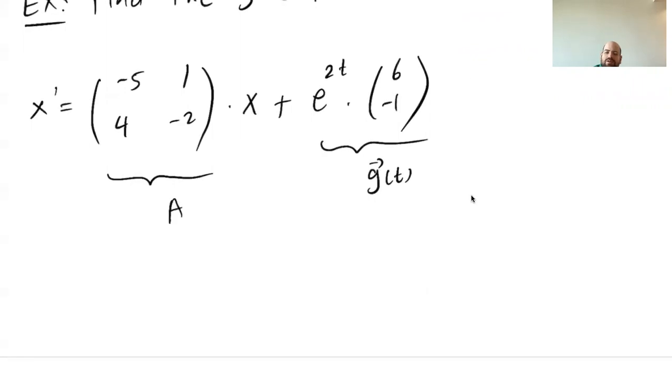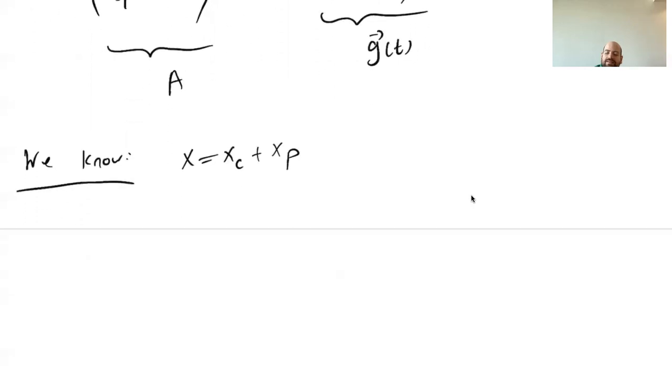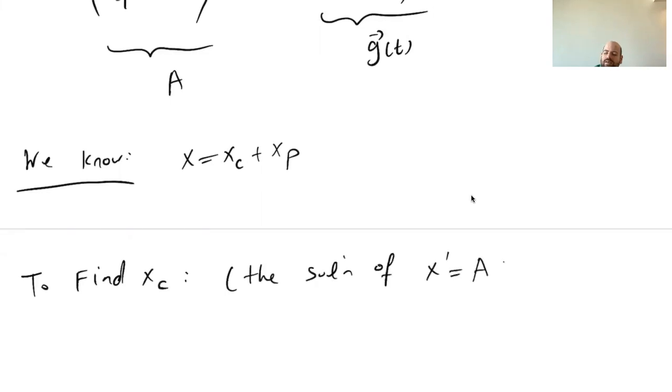So what will be the solution? We know that the solution will be XC plus XP. So X is equal to XC plus XP. Now to find XC, we need to find the solution of X prime equals AX.